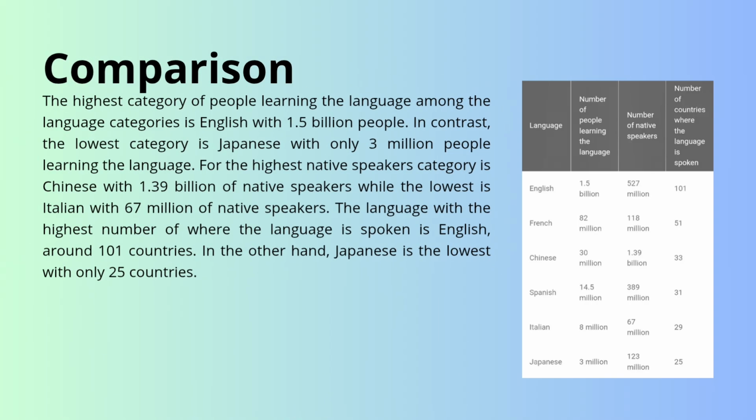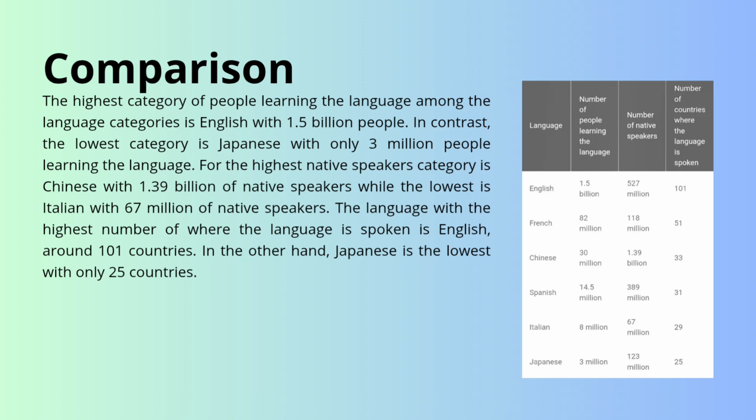The highest category of people learning the language among the languages is English, with 1.5 billion people. In contrast, the lowest category is Japanese, with only 3 million people learning the language. For the highest native speakers category, it is Chinese, with 1.39 billion native speakers, while the lowest is Italian, with 67 million native speakers.